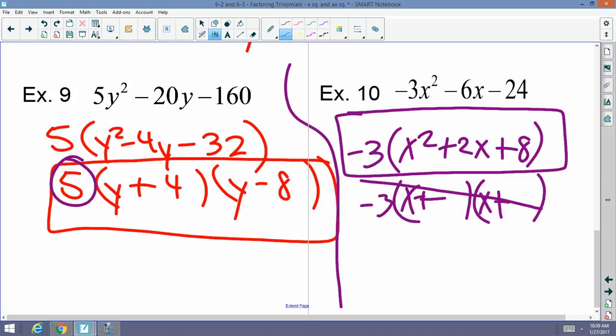Prime is when you can't take out a GCF, you can't factor a trinomial, you just can't do anything, it stays the same. That's a great question. This is the answer, what I just circled. I took out a negative 3, that's all I could take out in this particular case.